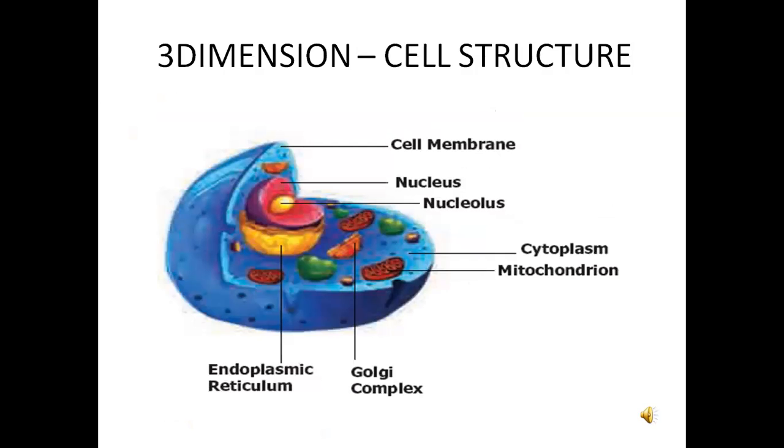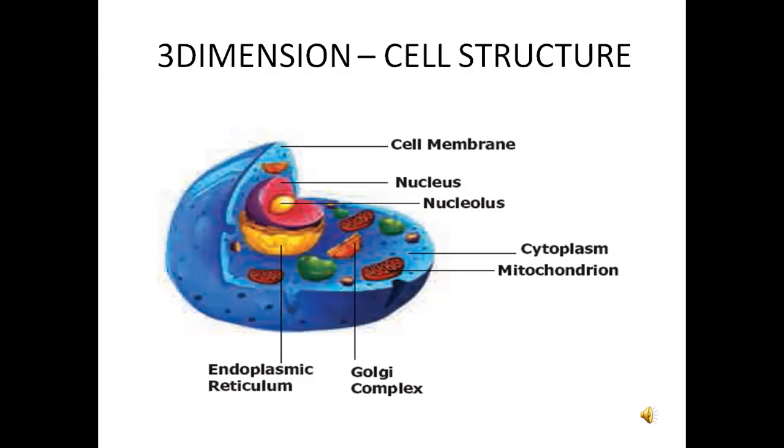Three-dimension cell structure. The cell picture shows us a three-dimensional view. We can see the three sides of the cell structure. You can also view the size, shape, and location of the organelles of the cell. The 3D view appears more like reality. In the three-dimension view, we can see the entire view of the cell.